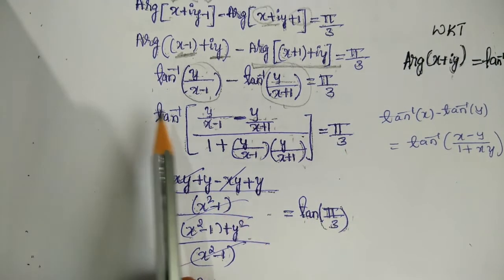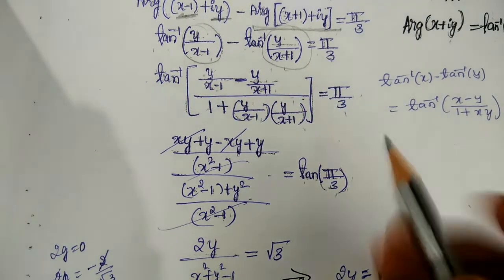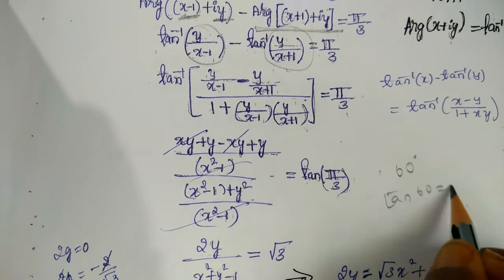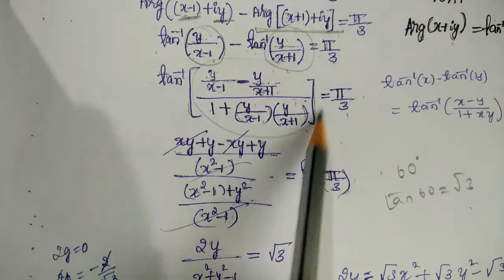So tan of pi by 3, we know that tan of pi by 3. So pi by 3 is what? 60 degrees. So tan 60 is what? Root 3. So now simplify this part.